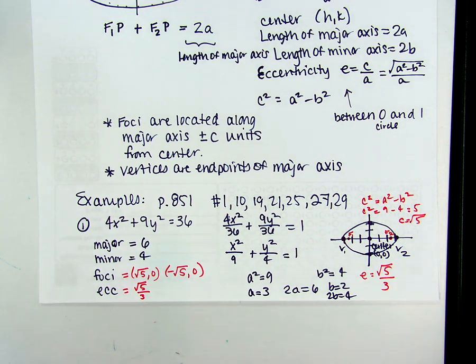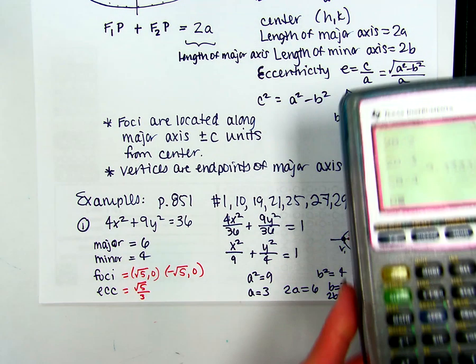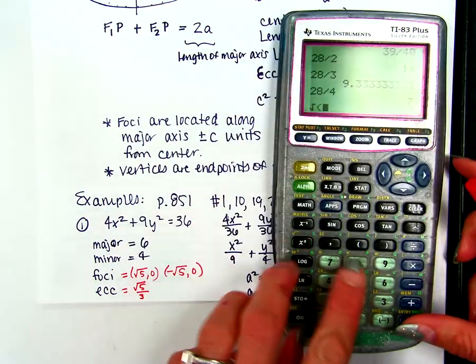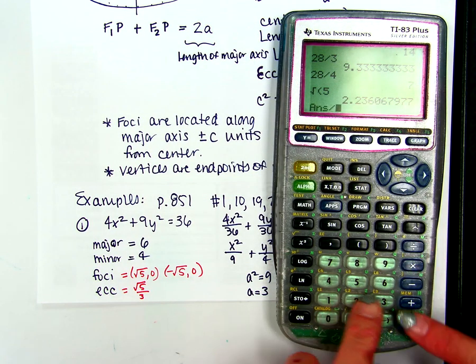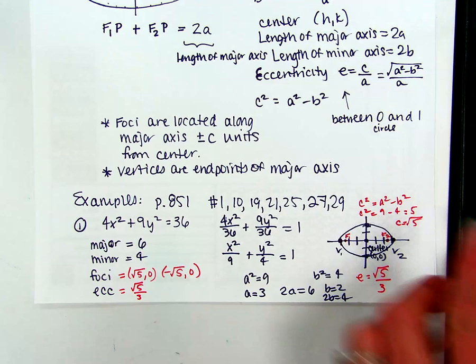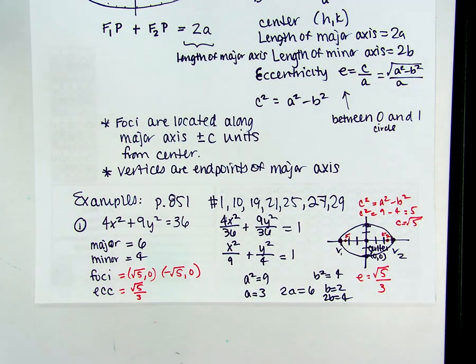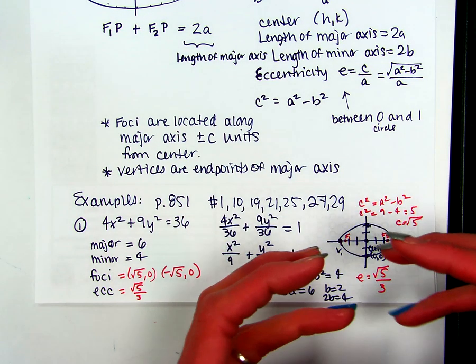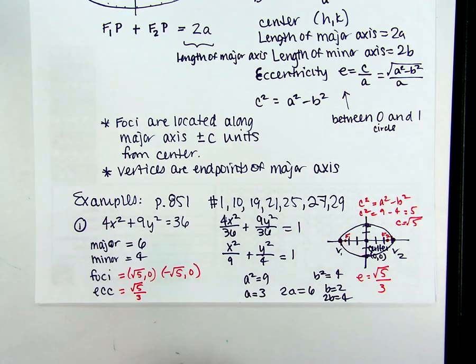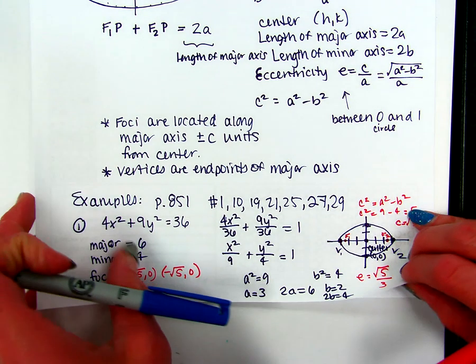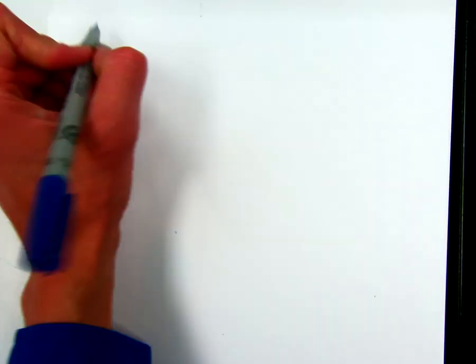And something for you to double check, right? You might want to make sure that square root of 5, that's about 2, divided by 3, should be between 0 and 1. So the closer it is to 0, the more it'll look circular. If it's closer to 1, it'll be really long. All right, next problem is problem number 10.